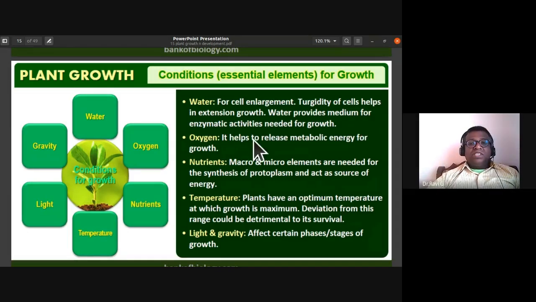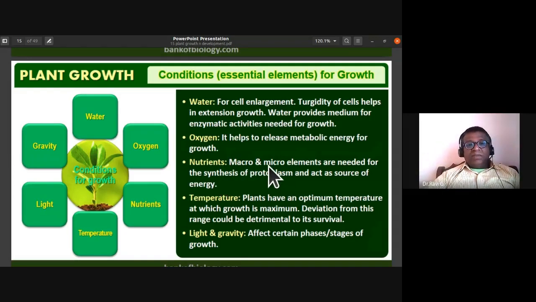Oxygen, an essential element for growth, helps to release metabolic energy for growth. You can recollect the terminal oxidation of respiration, the oxidation of energy rich food molecules. It helps to release metabolic energy from the energy rich molecules for growth. So oxidation is an important process for the release of energy.